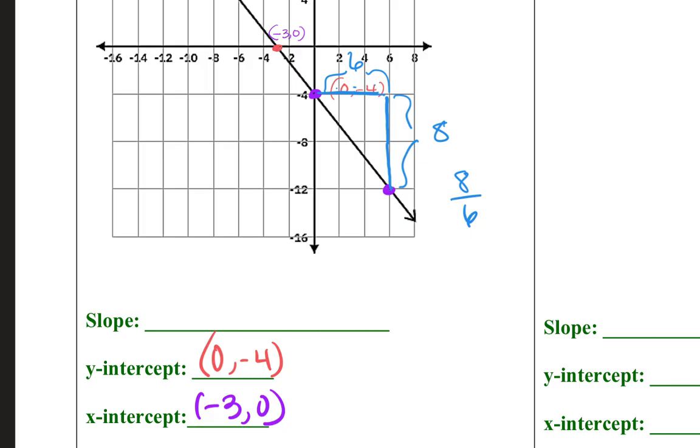-6. Negative, right? Because I went up positive 8, but I went to the left -6, right? So that's going to be a negative. All right, what did that reduce to? What did y'all get? -4 over 3. -4 over 3.